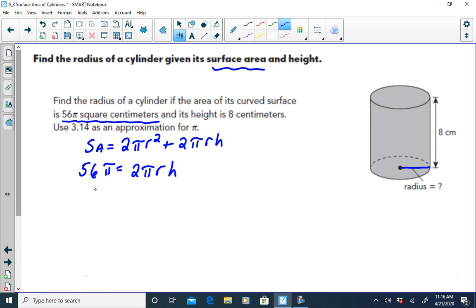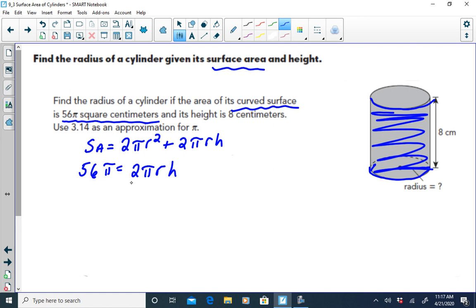let's see, oh, one thing I forgot to point out here, that the curved surface is this surface here, right? That's your curved surface. So they're talking about your lateral area. So your lateral area is the 56 times pi. That's your lateral area. So that 56 pi square centimeters does not include your base area, right? I had to read that a little bit more carefully.